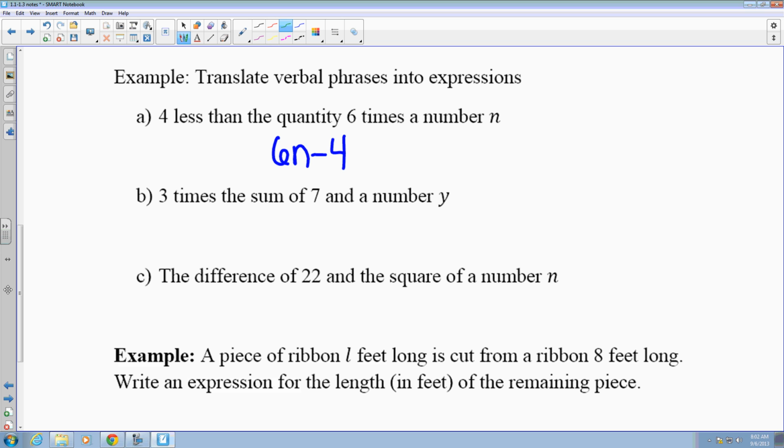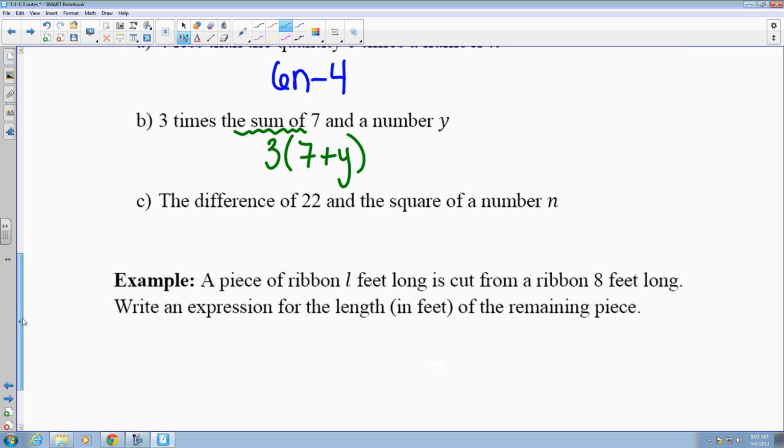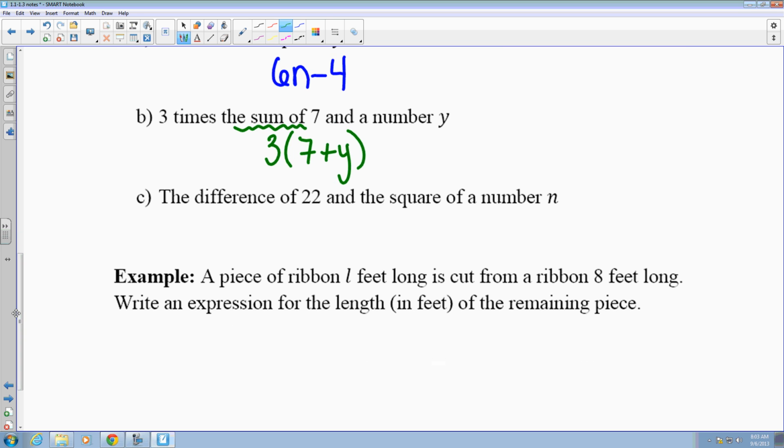B: 3 times the sum of 7 and a number y. Well, 3 times, we know there's going to be multiplication, 3 goes first. When it says the sum of like this, we know there's going to be something that follows that goes together. 3 times the sum of 7 and a number y means that 7 and y are going to be held together by parentheses. So don't forget the parentheses. C: The difference of 22 and the square of a number n. So difference, this is the one that's just straightforward, goes right in order. 22 minus the square of a number n. Now that just means you have n squared.